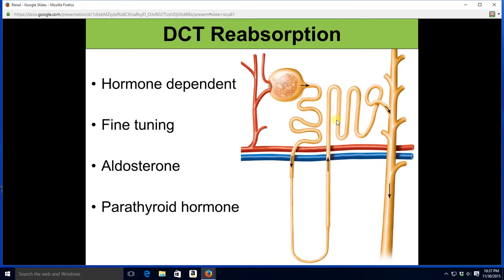It is important in calcium balance. Parathyroid hormone increases your blood calcium levels. One way it does that is by increasing the reabsorption of calcium in the DCT. And by reabsorbing more calcium, we pee less away and bring blood calcium back up.